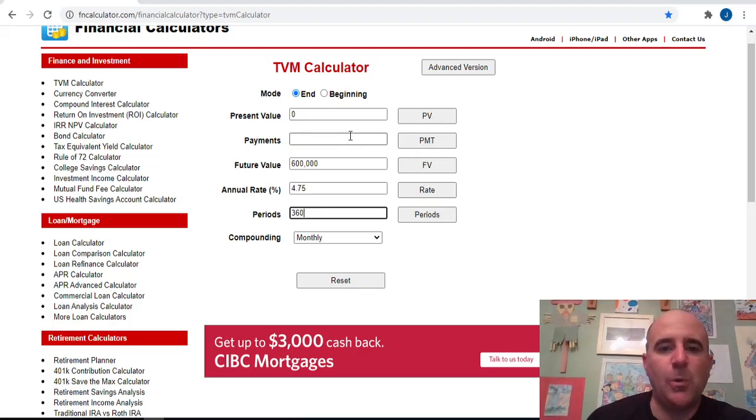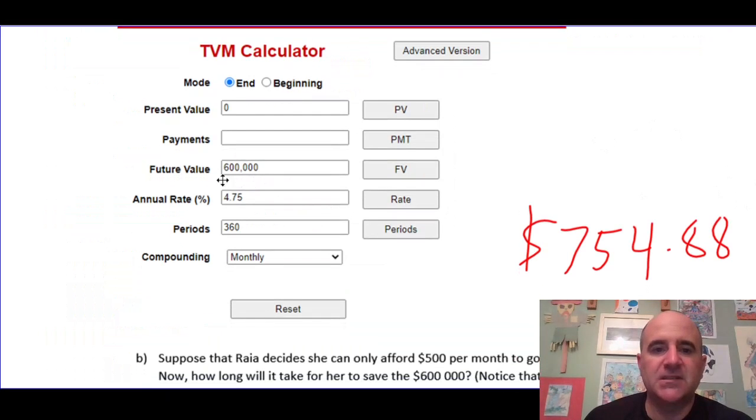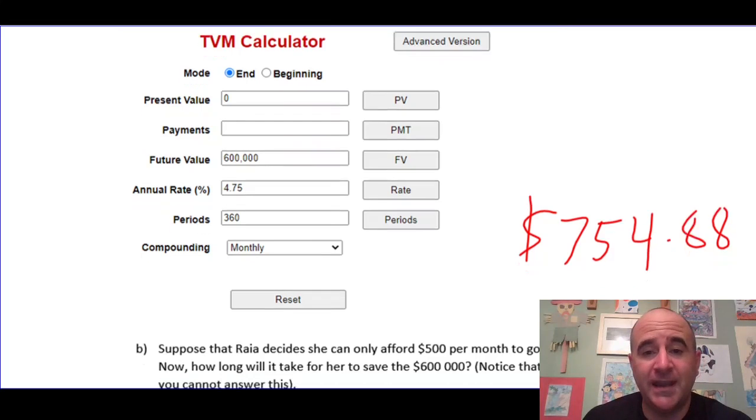And now we calculate what payment amount that needs to be. So I figure out the payment just by clicking the payment button, and we get $754.88, and of course that's a negative because it represents money she's paying, and that's our answer. So there's our answer, $754.88 per month for 30 years to have $600,000. And later on we'll talk about what happens with that $600,000 once you have decided to stop working. You don't need it right away. You don't want to spend all your retirement money on one day.